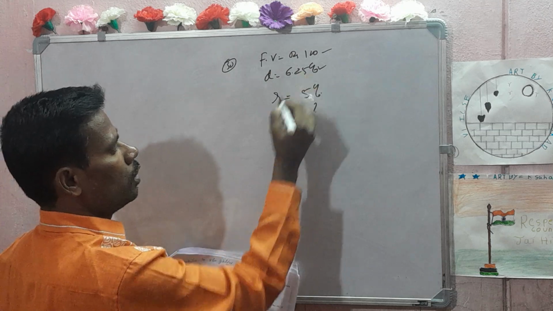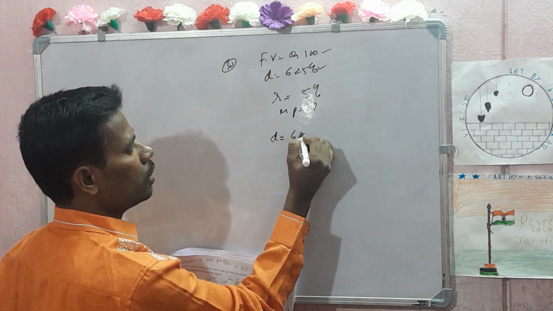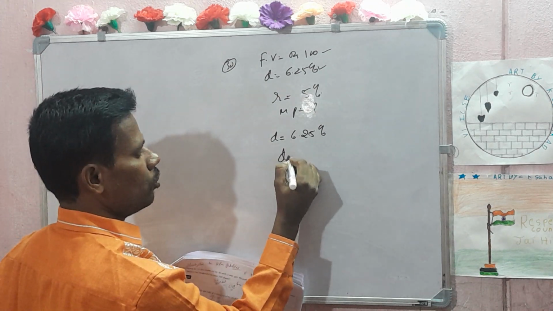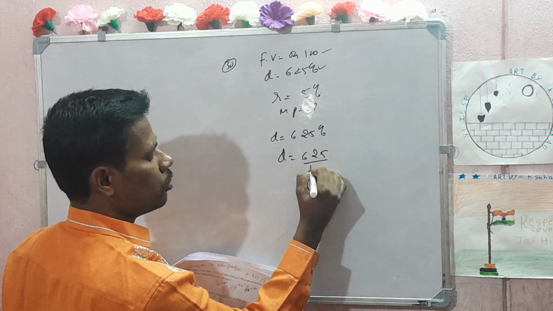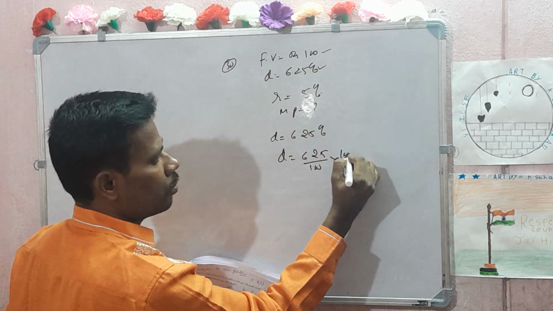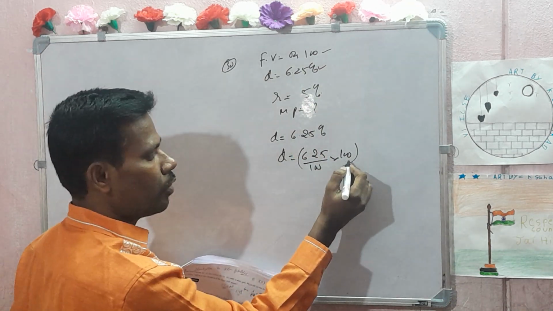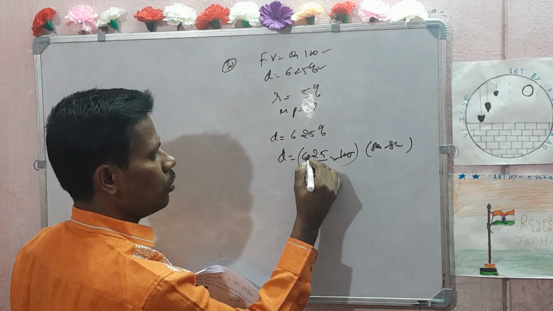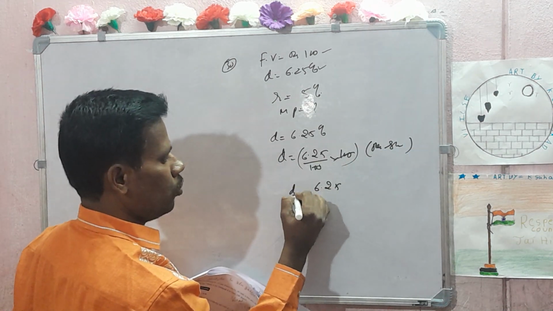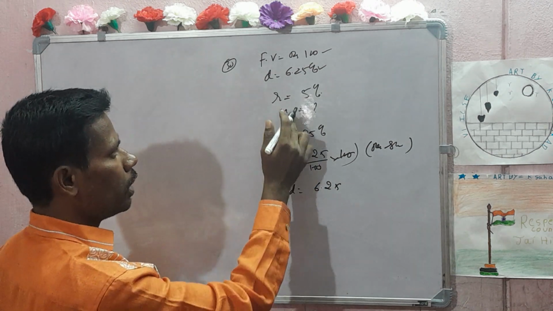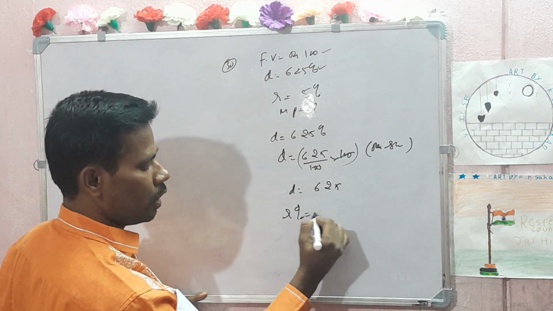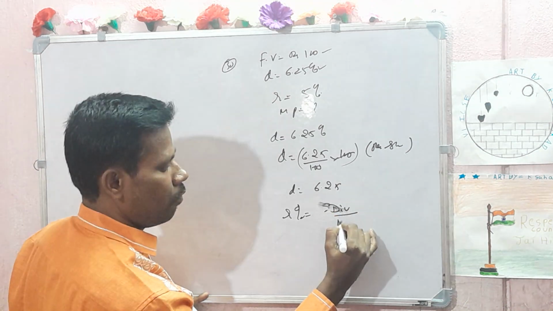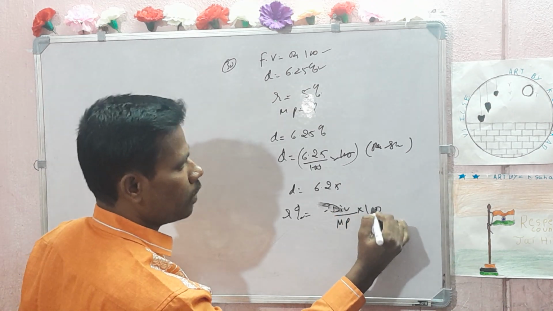So go for basics. Dividend is equal to 6.25% they give. Dividend per share is 6.25 by 100 into face value. This is the basic. Don't forget the basic. So dividend is 6.25 per share. Now rate percentage. Rate percentage is nothing but dividend by market price into 100.